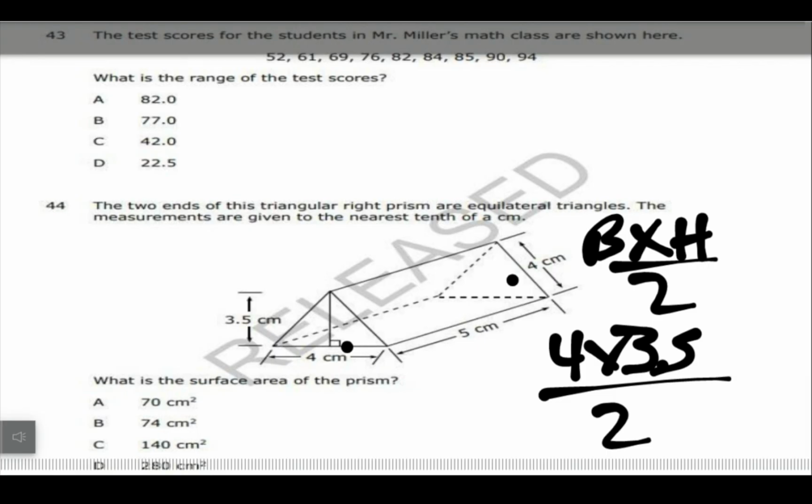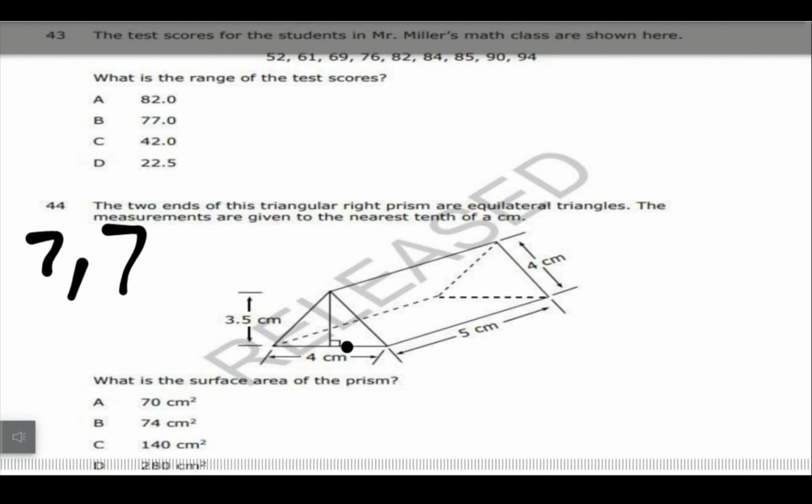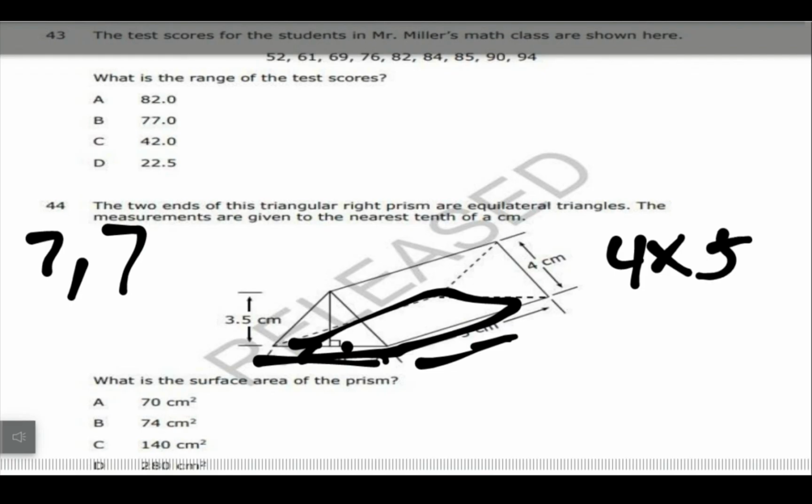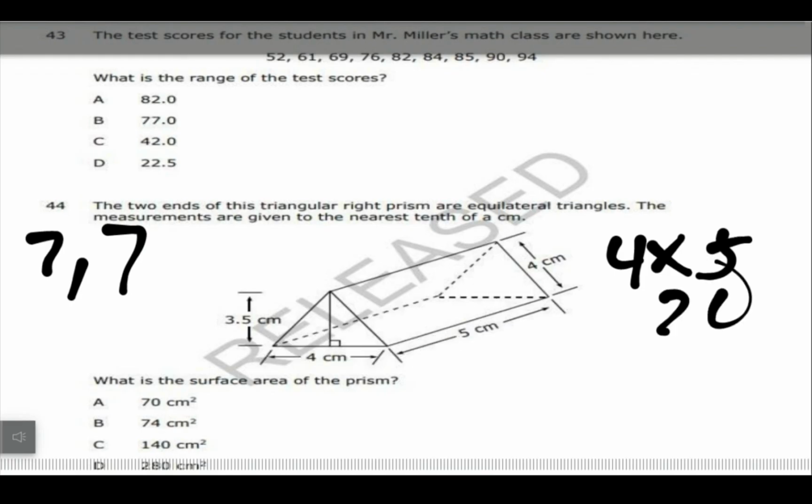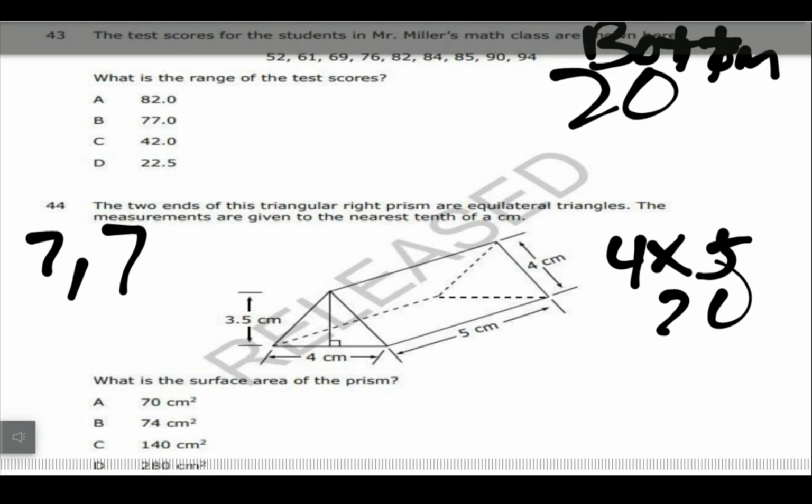I'll write it here, and then I'm probably going to erase it. But I got 7 and 7. So the two triangles are each 7. I'm going to just keep those over here so I know that those are 7. Then we have 3 more rectangles to do. So I got to do the bottom rectangle here. That is the 4 times 5. So that's 20. So the bottom rectangle is 20. So I could say bottom right here. Bottom is 20.